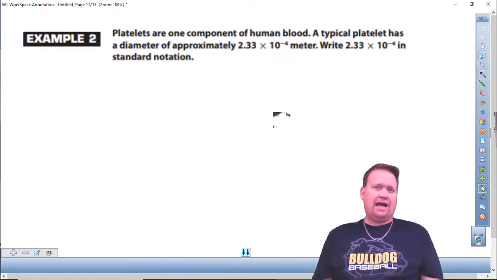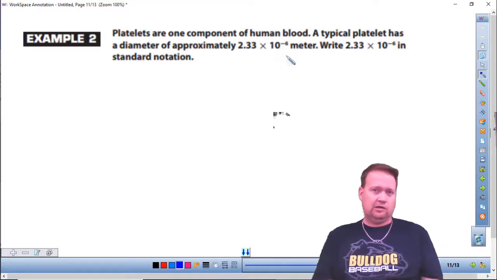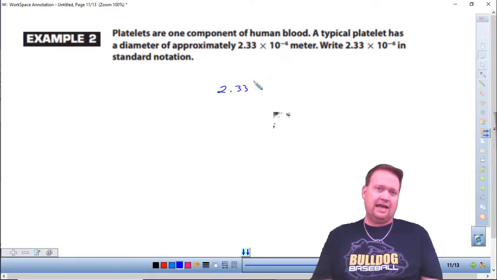And when we talk about small numbers, they have tiny little decimals. What if we had to go the other way? What if I was already given a number in scientific notation? I want to know, what is that number written in standard form, which means we're going to get rid of this 10 to the negative 6, and we're going to expand the decimal out. So let's start by writing our number 2.33, and now I'm going to move it 6 places. So it's going to go 6 places, but it's going to go 6 places left.